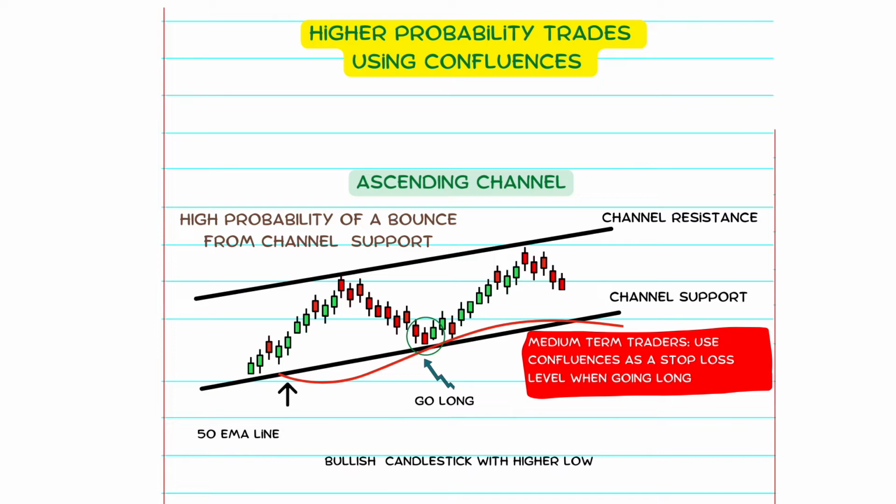In this illustration, we see that price is at the 50 EMA line. It is also at the support of the ascending channel. So we go long because a confluence between the moving average line and the channel support line increases the probability of a bounce. This, coupled with a bullish candlestick with a higher low, is a confirmation of a buy from that confluence of supports. So medium-term traders will use confluences as stop loss when going long.